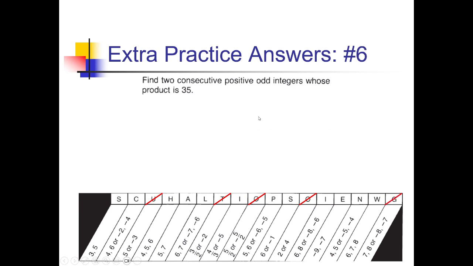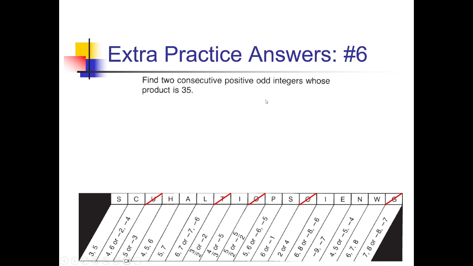For number 6, we want two consecutive positive odd integers whose product is 35. So there's a lot of conditions on these integers. Whatever answer we get, note that it's going to have to be positive and odd, or else we're going to have to throw it out. So how can we write this in algebra form? So consecutive positive odd integers. Well, that would be like 1, 3, 5, that kind of thing.